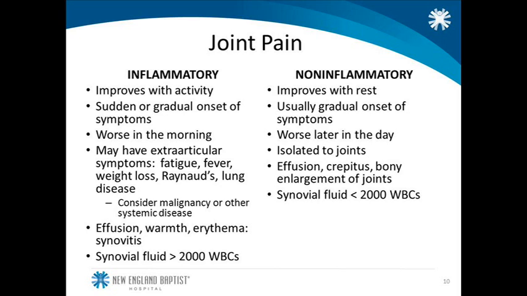Crepitus is a characteristic finding of osteoarthritis. This is due to damage to the cartilage, and the joint has a grinding sensation when moved. There can also be bony enlargement of joints, so the joints of osteoarthritis are not boggy as they are in inflammatory arthritis. Synovial fluid examination can be helpful in distinguishing the two. The cutoff for an inflammatory arthritis is greater than 2,000 white blood cells per cubic millimeter.